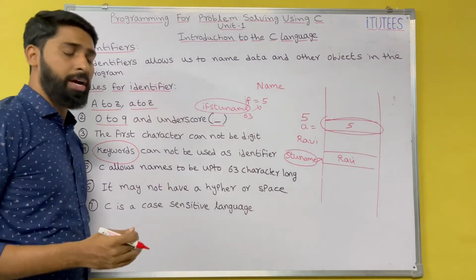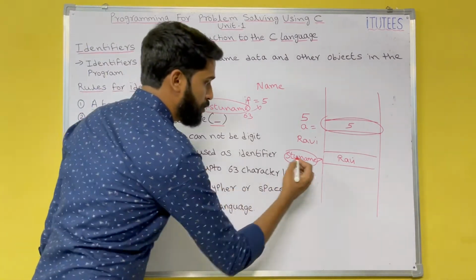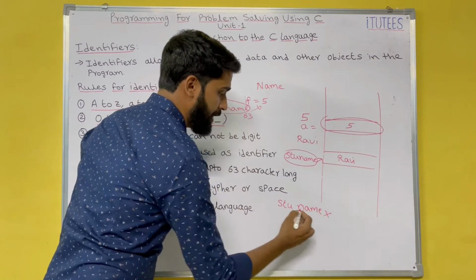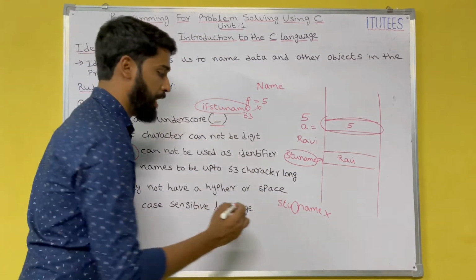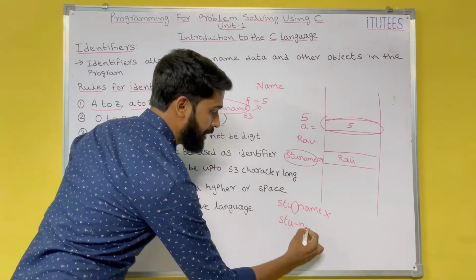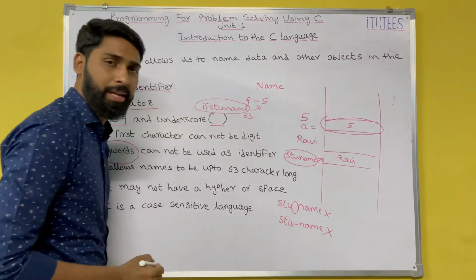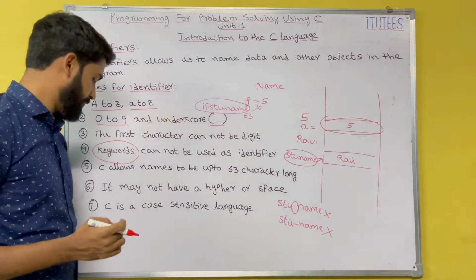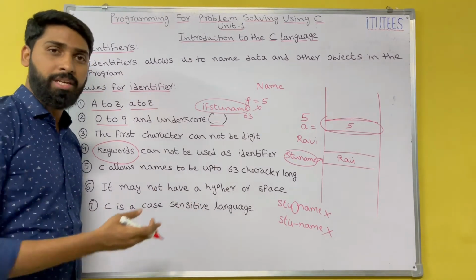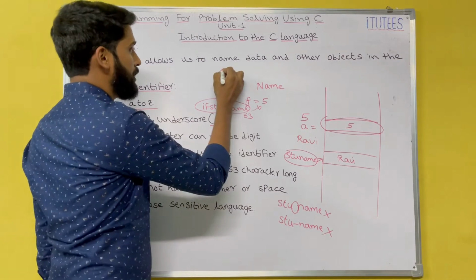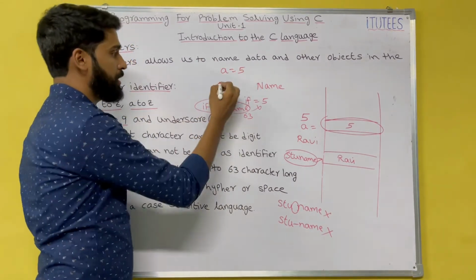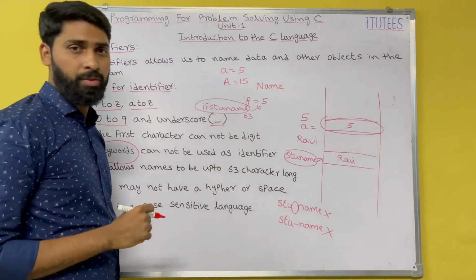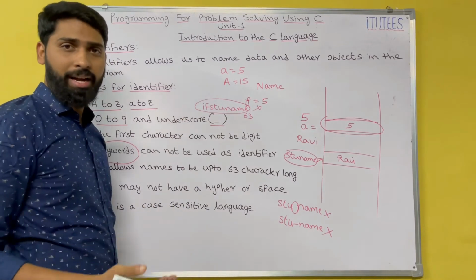It may not have a hyphen or space. That means, if I give student name here, I don't write it like this: stu space name. It is illegal. Why? Here I am using a space. And I don't write stu hyphen name. This is also illegal, because hyphens and spaces cannot be used in identifiers. And C is a case sensitive language. So a equals to 5 and capital A equals to 15 are two different identifiers.